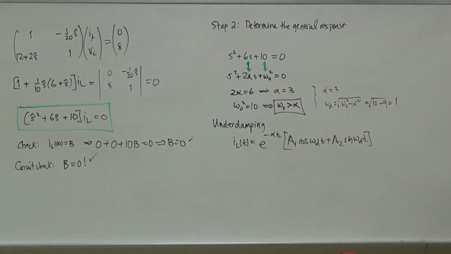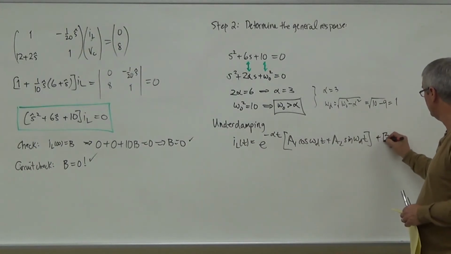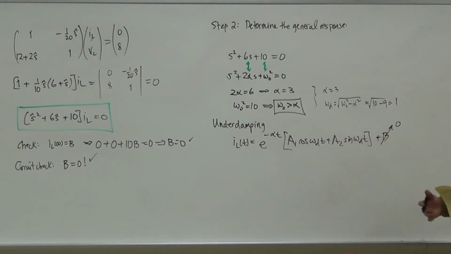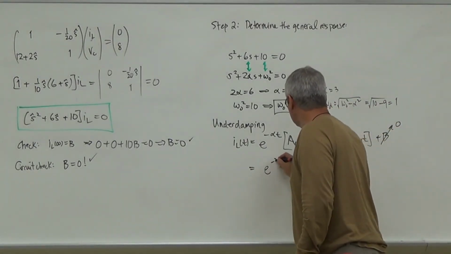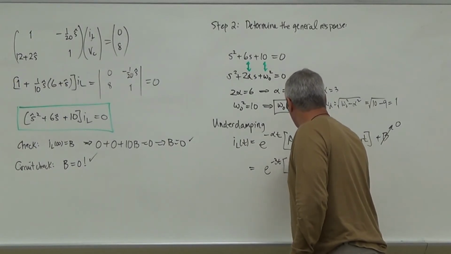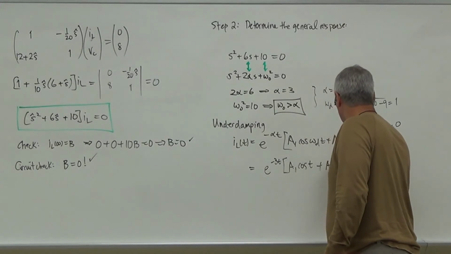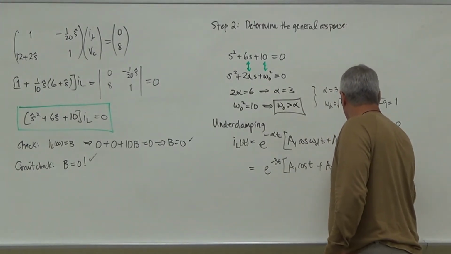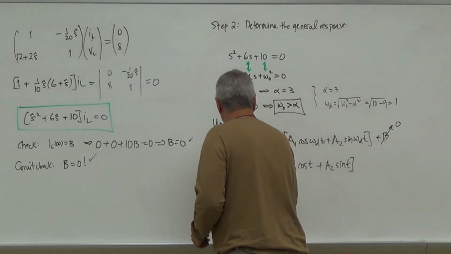Dude, that's sweet, right? We don't have to worry about some nasty number. So what am I going to do? I'm going to plug it right into here. By the way, I should have written B, but B is 0, and that's the reason why I didn't. So here I go. So then my general response is e to the minus 3t, A1 cosine t plus A2 sine t. And this is IL of t.